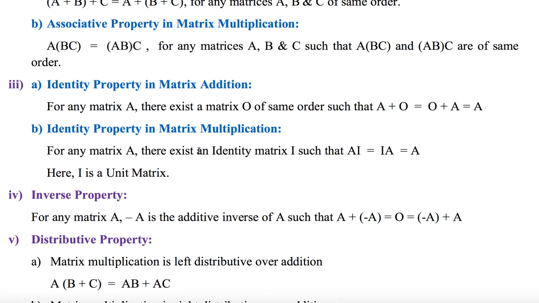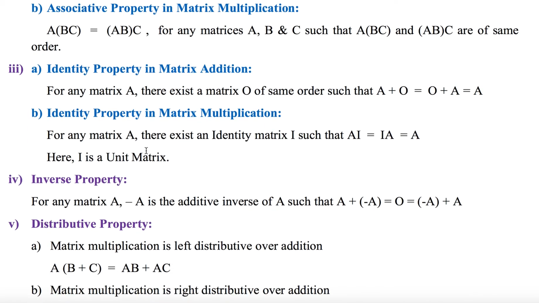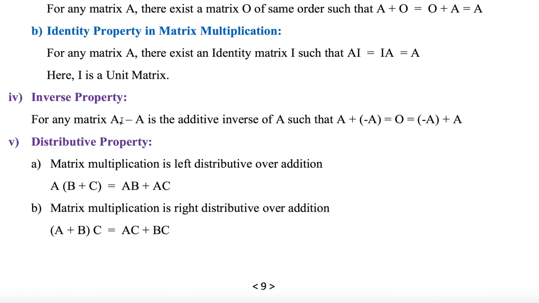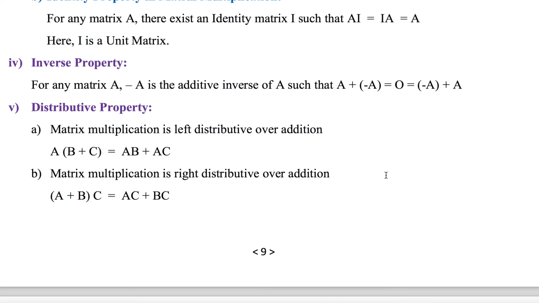Identity property in matrix multiplication. For any matrix A, there exists an identity matrix I such that A equals IA equals A, where I is the unit matrix. Inverse property: for any matrix A, minus A is the additive inverse of A such that A plus minus A equals O, or minus A plus A equals O.